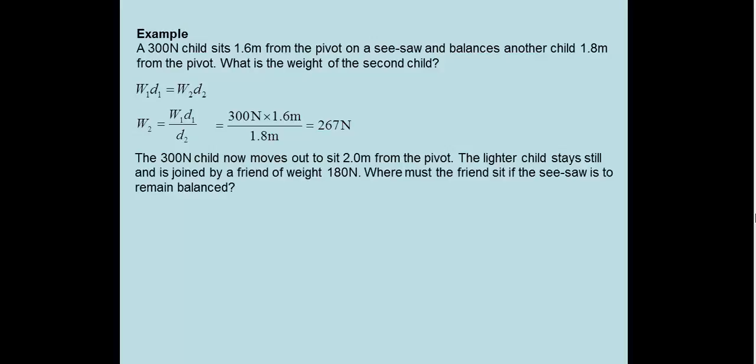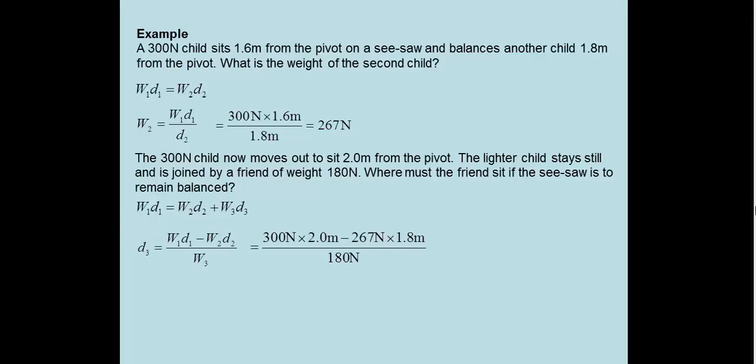The 300 Newton child now moves out to sit 2 meters from the pivot, with the lighter child staying still, but joined by a friend of weight 180 newtons. Where must the friend sit if the seesaw is to remain balanced? Well, again, using this expression, we've got d3 now, as we have the weight of the first child multiplied by their distance is equal to the moment of the second child plus the moment of the third child. Putting in the values, we get a distance of 0.66 meters.